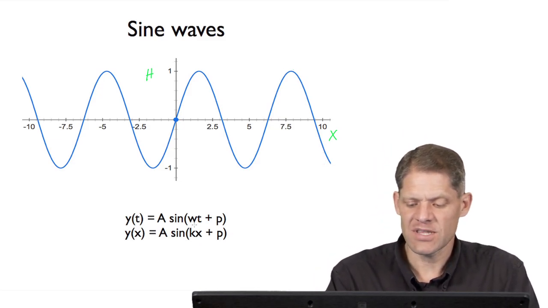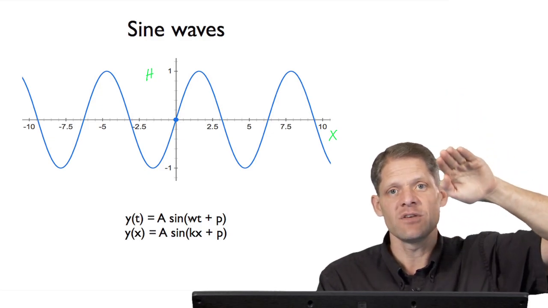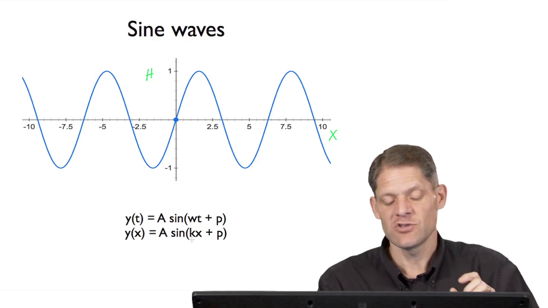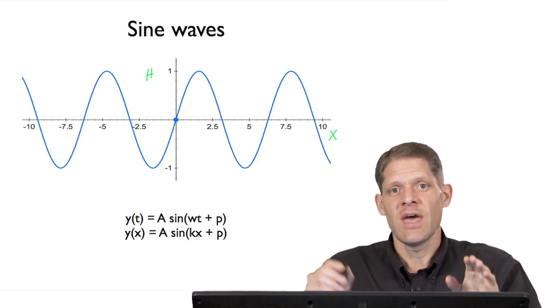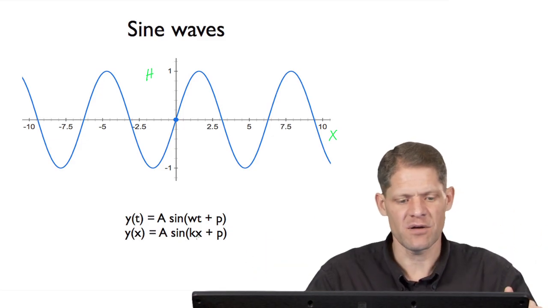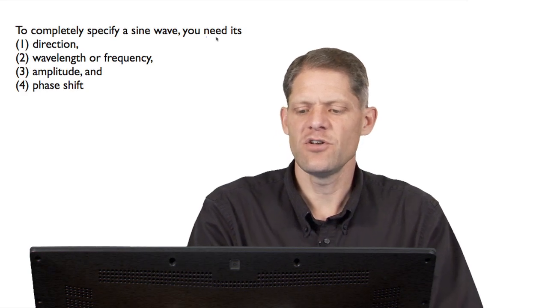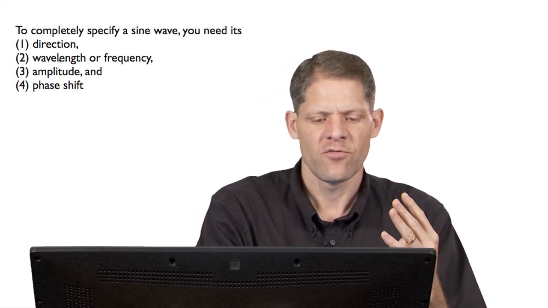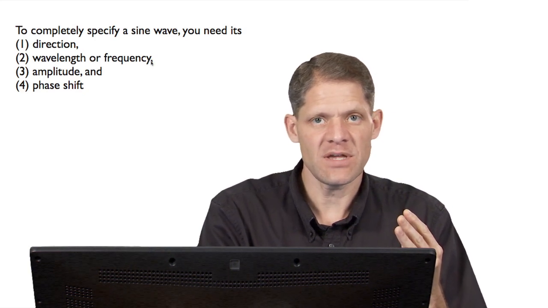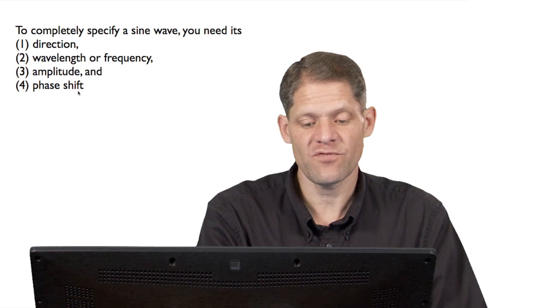Now, notice the analogy between a temporal frequency, how fast the sine wave rises and falls as a function of time, and the spatial frequency, which is how often a wave rises and falls with respect to this space variable. Now, to completely specify a sine wave, you need to know four things about it. First, its direction, then its wavelength or frequency, those are interconvertible. You need to know its amplitude, and you need to know its phase shift.